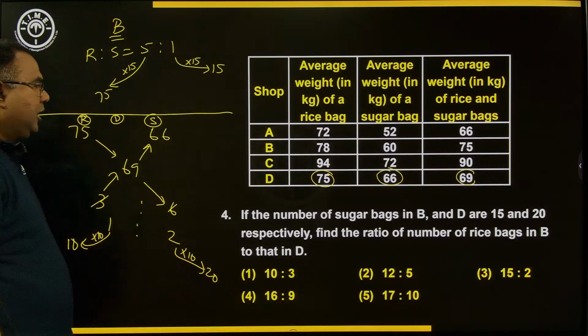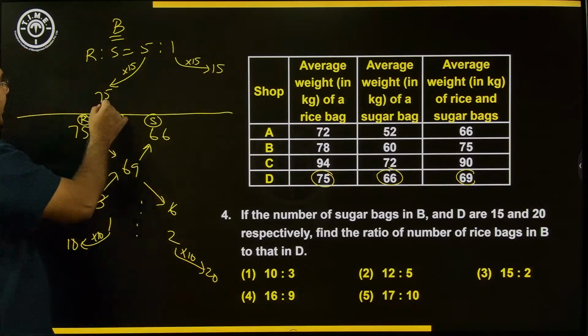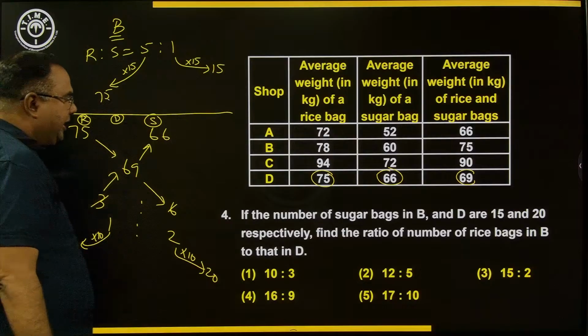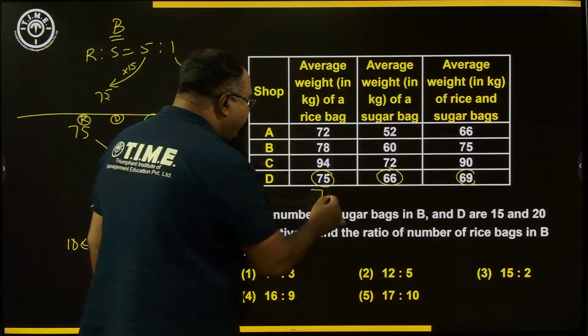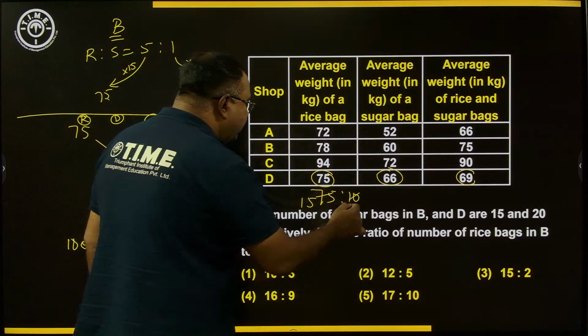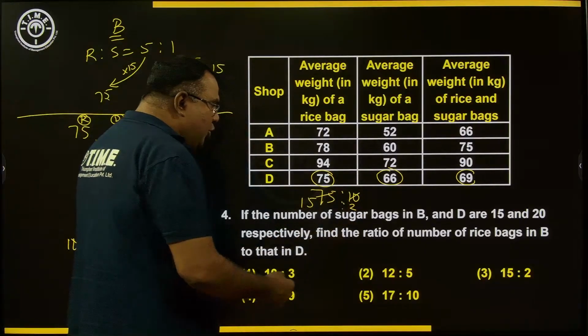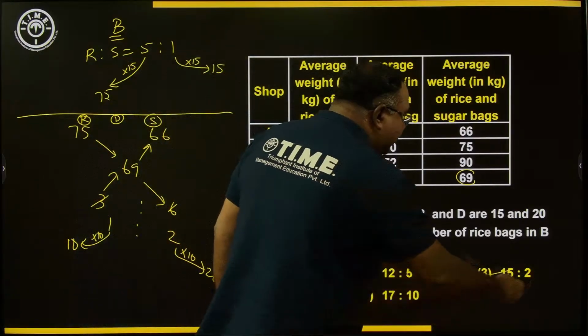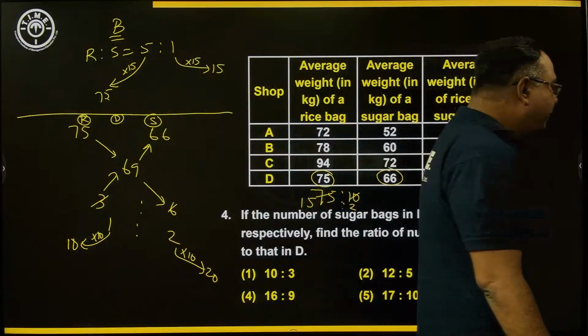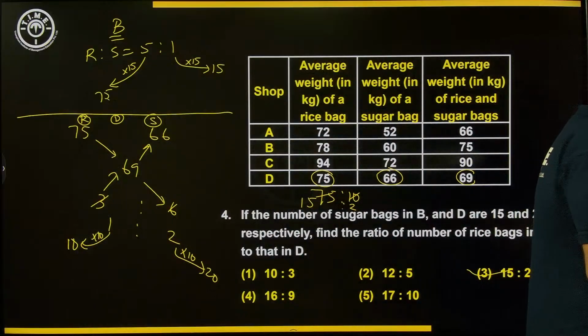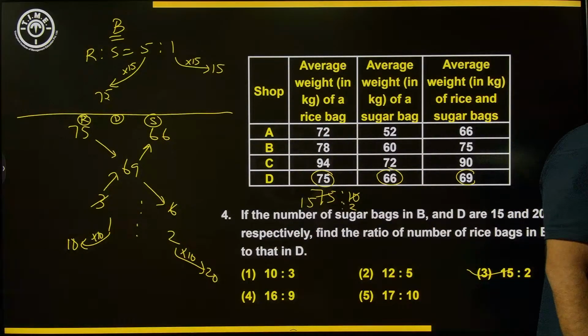So what's the question? The ratio of rice bags in B and D. Rice bags in B is 75, and in D is 10. So it has to be 75 is to 10. 5 15s, 5 2s. It has to be 15 is to 2. 15 is to 2 is present in choice 3. Right? Any questions?